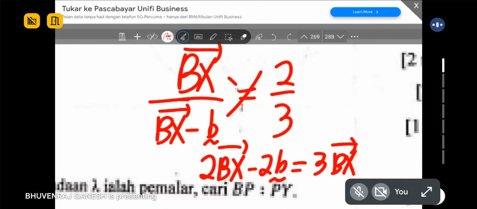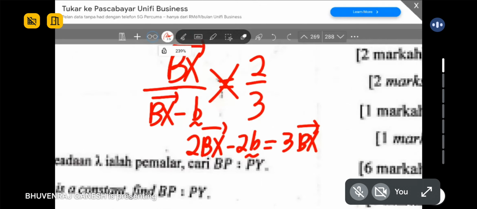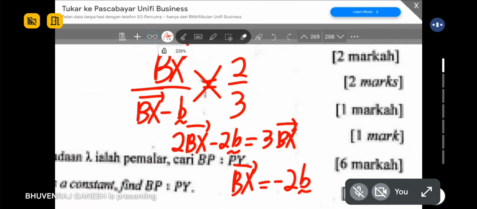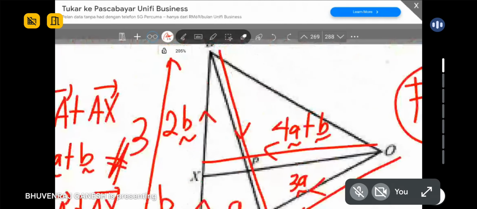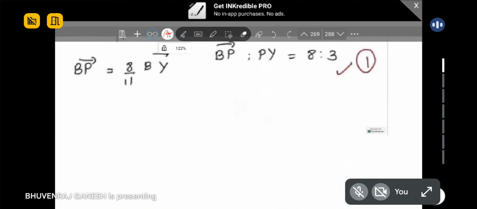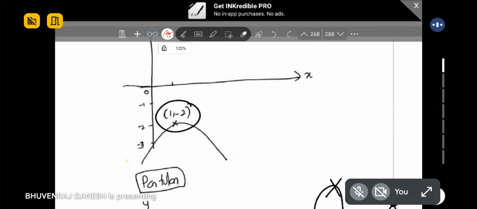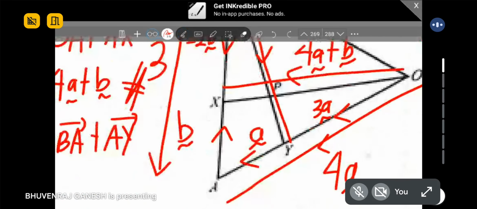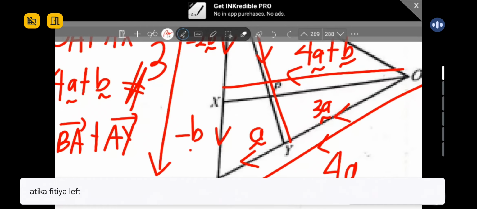I just cross multiply. So my answer is BX is negative 2B. Correct? So I can write BX equal to negative 2B. Wait, sorry, it ran off. Negative 2B. So means this one, you can change this and write it as negative B.